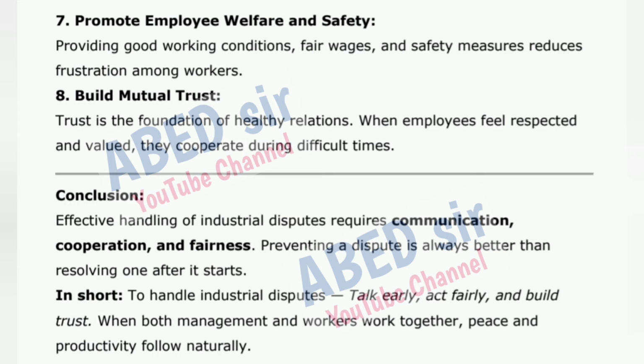Conclusion. Effective handling of industrial disputes requires communication, cooperation, and fairness. Preventing a dispute is always better than resolving one after it starts. In short, to handle industrial disputes, talk early, act fairly, and build trust. When both management and workers work together, peace and productivity follow naturally.